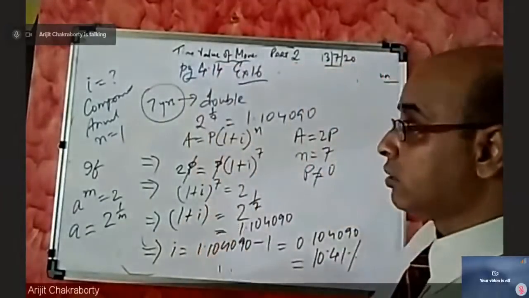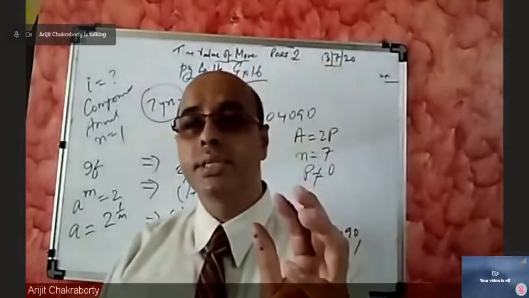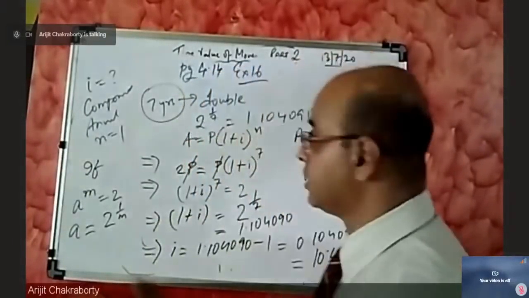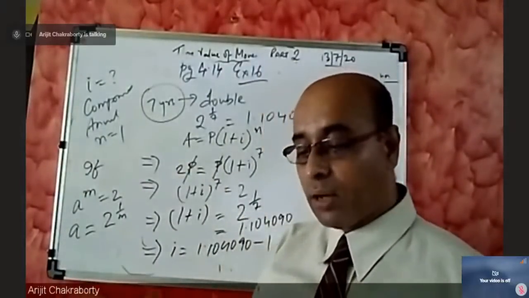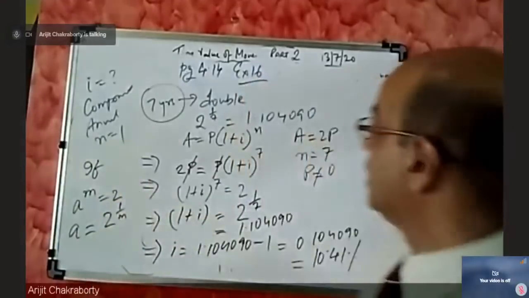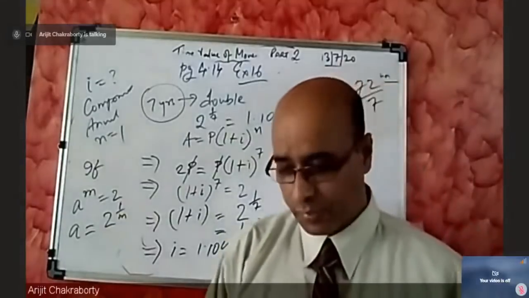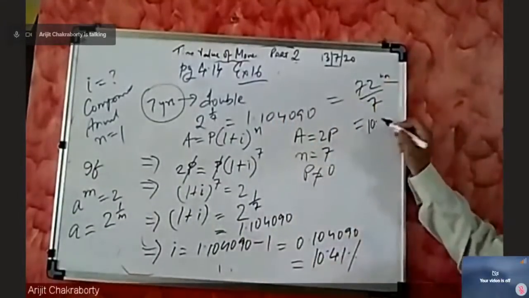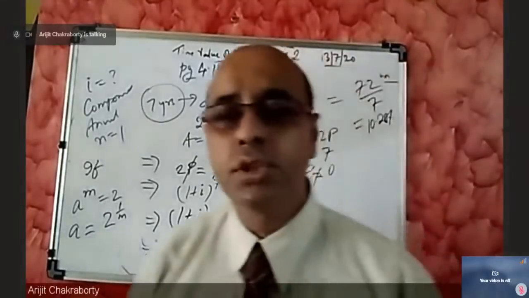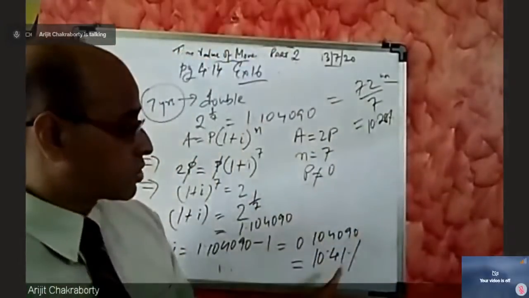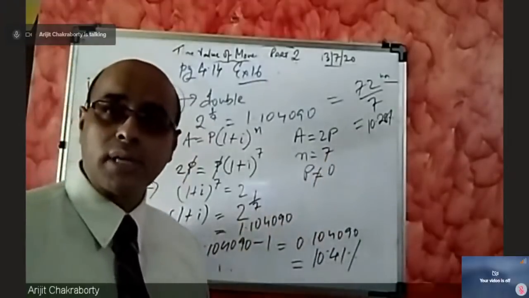Now, you know that here the formula is that you divide 72 by 7, because we have to find out the rate of interest. We know the time. So if you divide 72 by 7, how much does it come to? I think it comes to approximately 10.28. So you can see it is very close to 10.4. The rule of 72, I have proved it. I hope it's now in front of you.